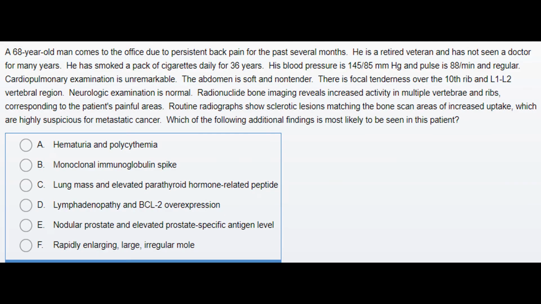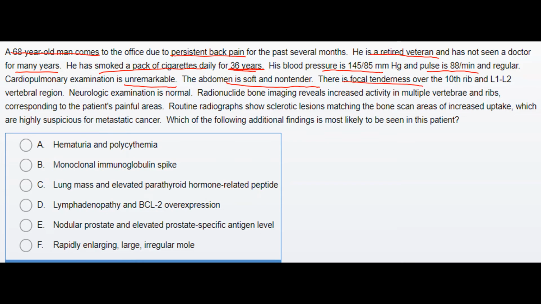Now, in this question, a 68-year-old man comes to the office due to persistent back pain. He is a retired veteran and has not seen a doctor for many years. He smoked a pack of cigarettes daily for 36 years. His blood pressure is 145 by 80 mmHg and pulse is 88 per minute and regular. Cardiopulmonary examination is unremarkable. The abdomen is soft and non-tender.